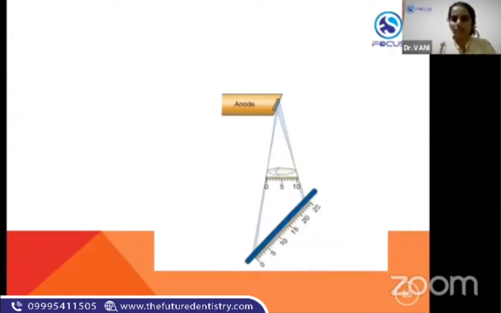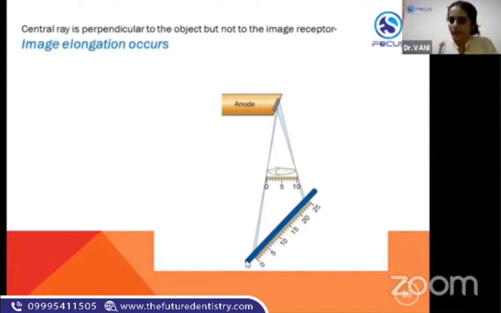Very correct. Now the next picture. Here again the image receptor is not parallel to the long axis of the tooth, but the central ray is perpendicular to the tooth and not to the receptor. So what is the shape distortion occurring in this? Yes, it's quite obvious, right? This portion is getting elongated, right? So the actual size of the image is only this much, but all over from here to here, you will get the image of the tooth being elongated. So the central ray is perpendicular to the object, but not to the receptor, leading to image elongation.